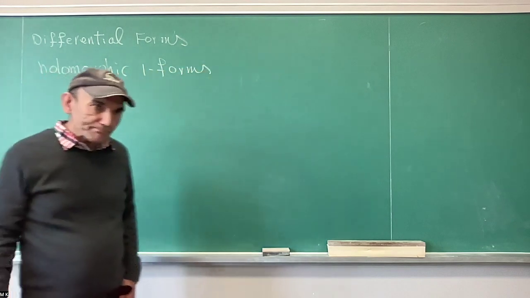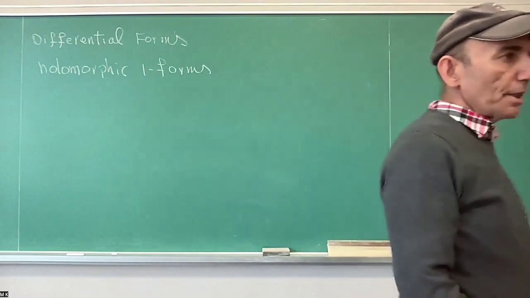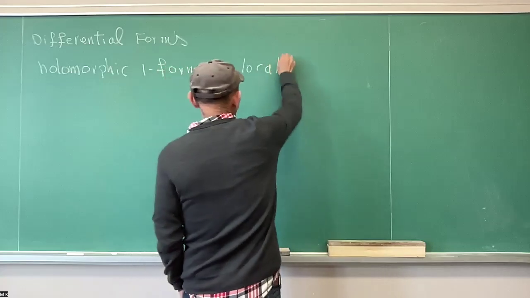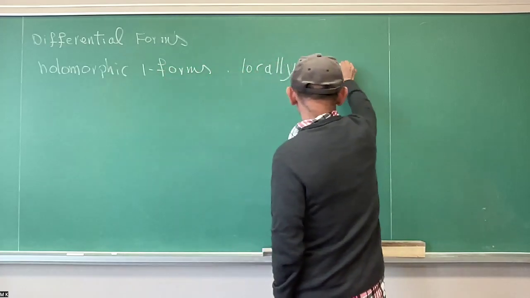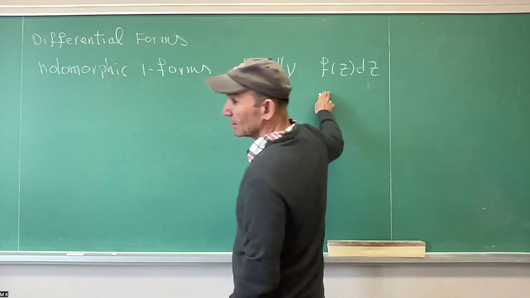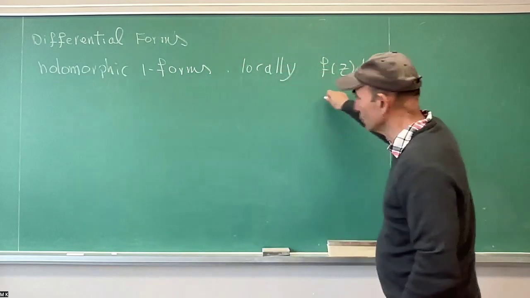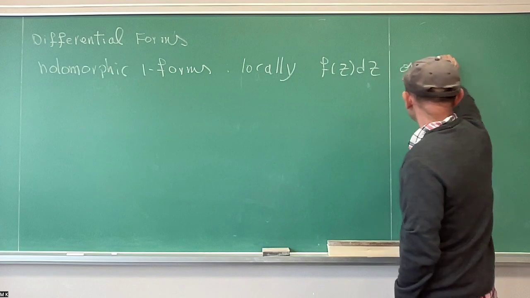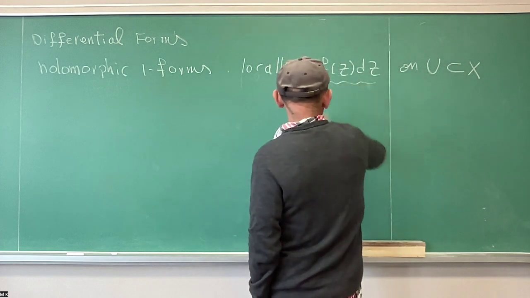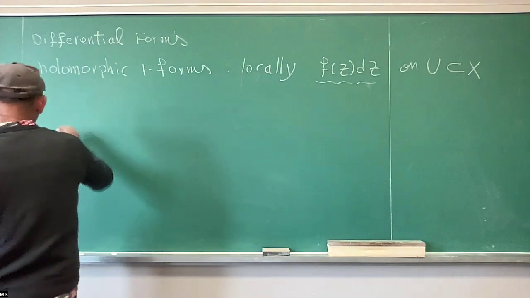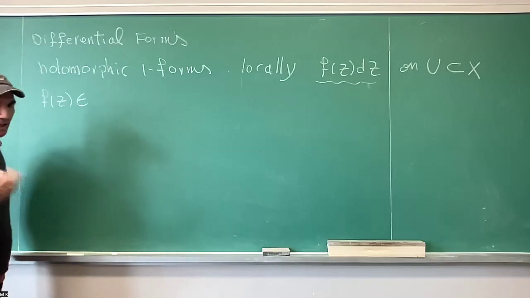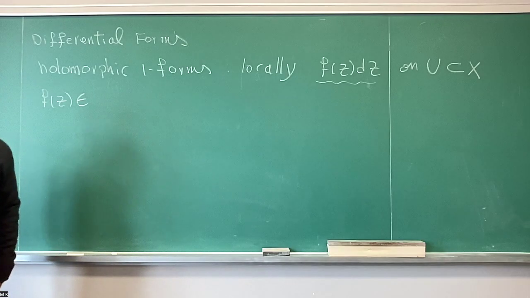So what are they? As we discussed, locally they look like f of z dz, right? Where f of z is a holomorphic function. So this is on a coordinate chart U inside X, where X is our Riemann surface. They locally look like this, where f of z is a holomorphic function on U. I can use maybe O of U as the notation for holomorphic functions, if you don't complain.